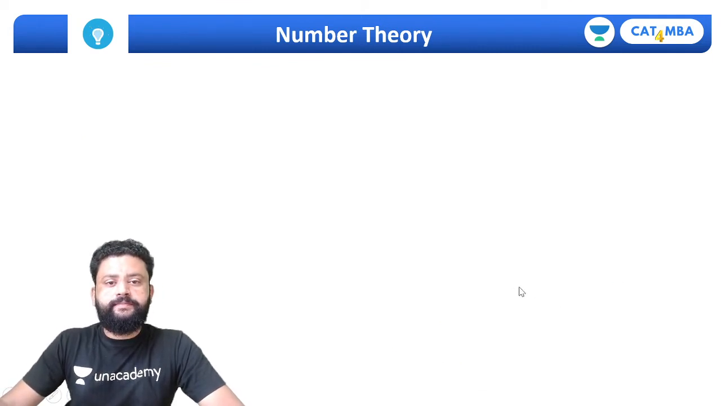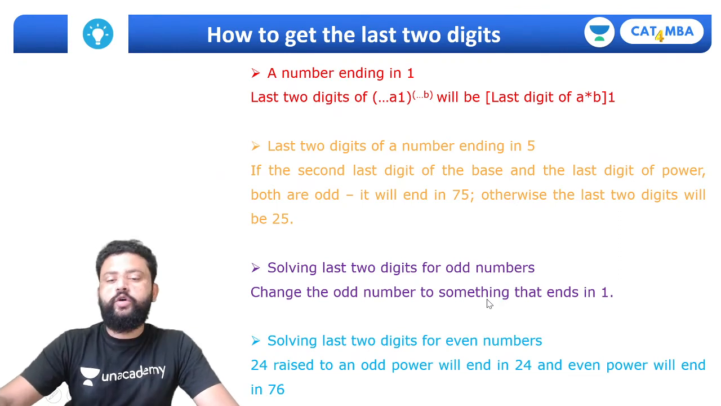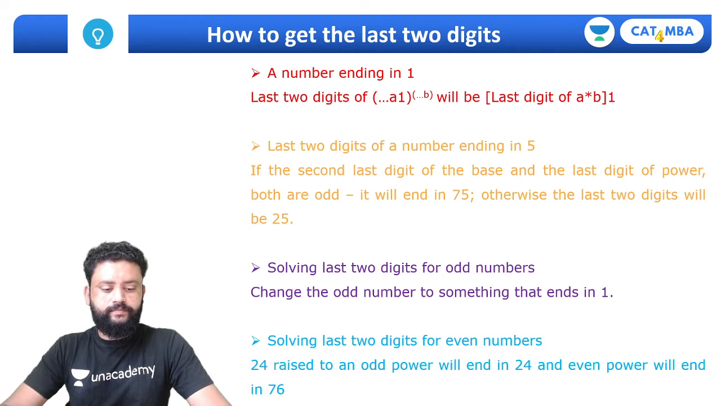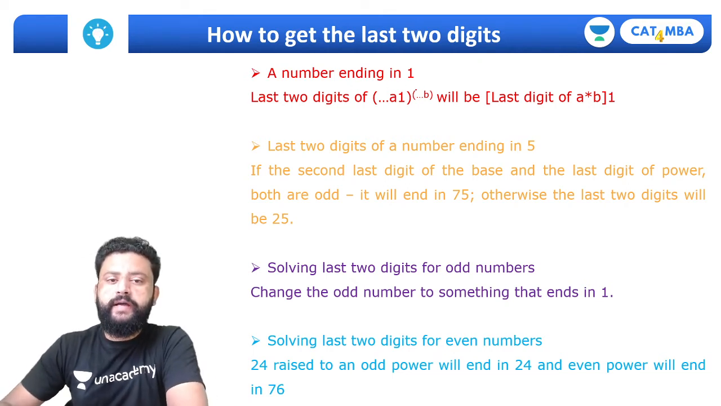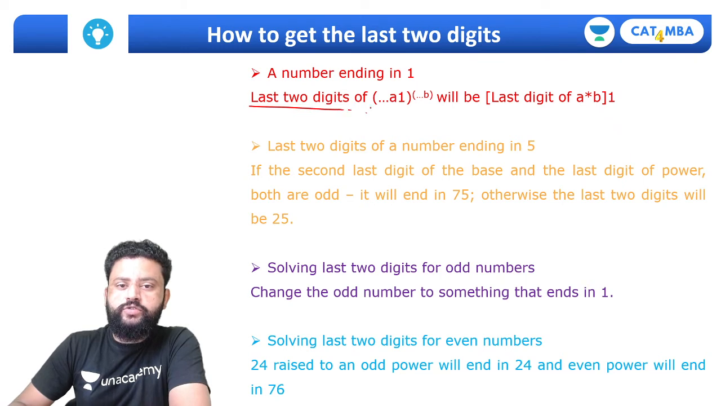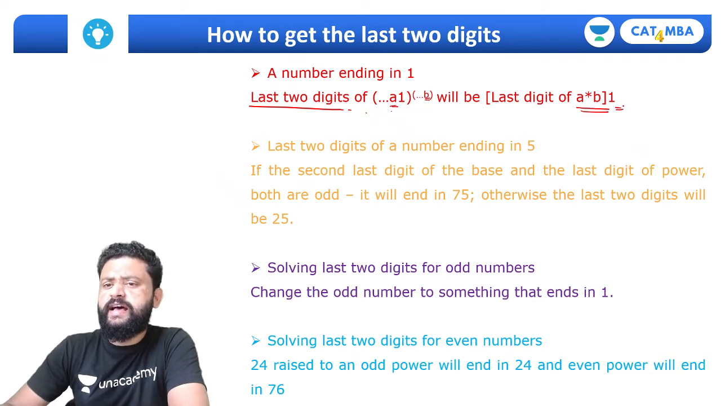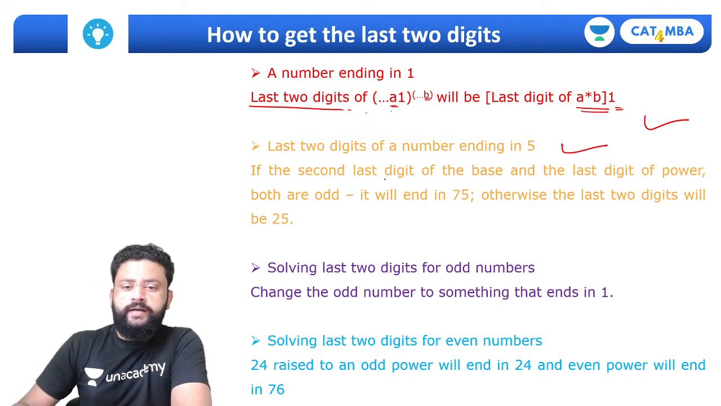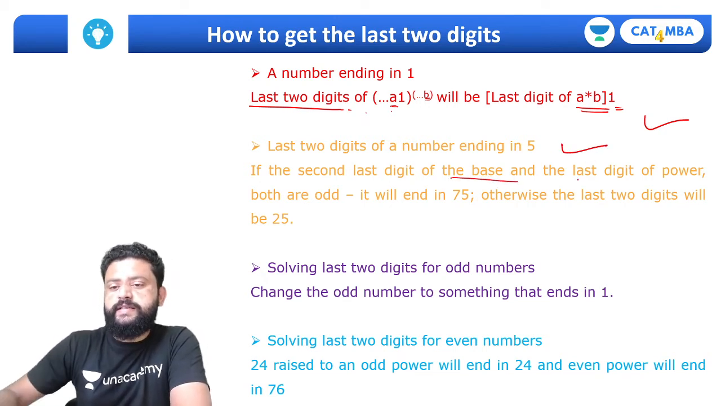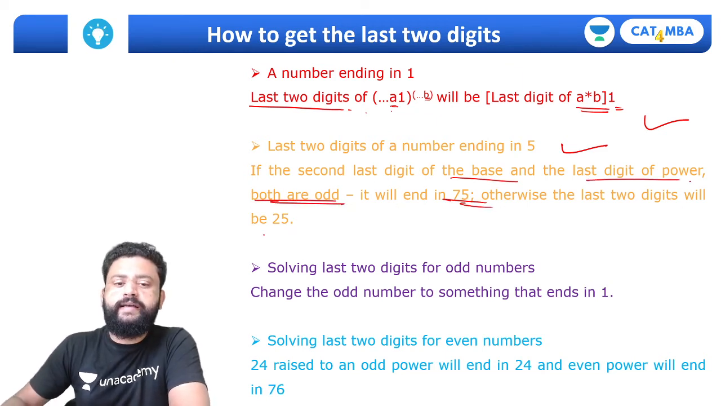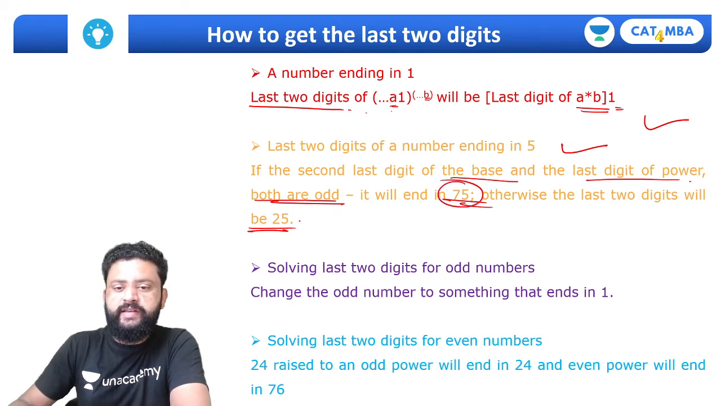Let's move to the next thing. Okay, so what are the shortcuts we built here? A number ending with 1, the last two digits of the number will be this: your base's tens digit and power's units digit, multiplied, gives us the second last digit; the last will definitely remain 1. That gives the last two digits. For 5, what to remember: the second last digit of the base, that is the tens place, and the last digit of the power. If both are odd it is 75, otherwise in all cases it is just 25. It will end with 75 or 25.